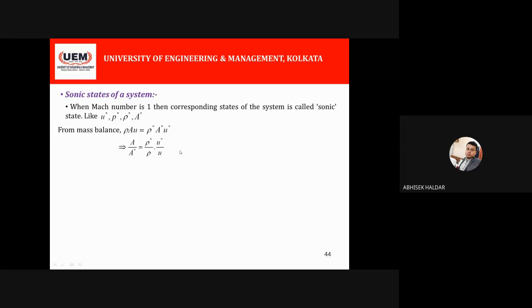Here you see some typical mathematical operation. I am taking the ratio A by A star. Often in problems, the final equation I derive for A by A star will be used. A is the area at any section, and A star is the sonic area, or the throat area. By the ratio, it is equal to rho star by rho into u star by u, just by simplification.